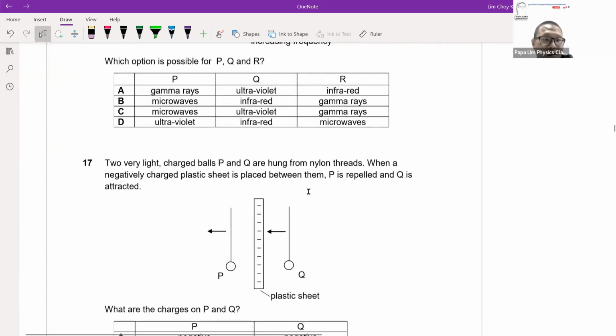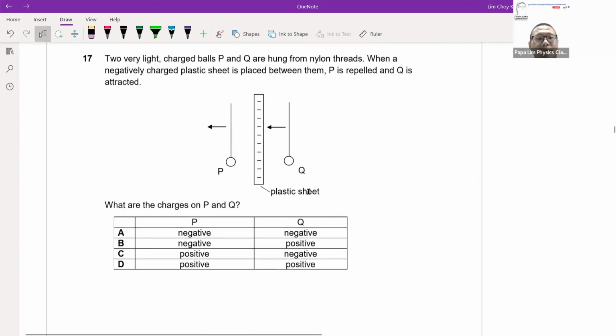Now, for question 17, the clue given to you is when a negative charge rod is placed in between them, P is repelled, Q is attracted. So definitely when we talk about repulsion and attraction, it leads us to certain keywords that we always like to tell students.